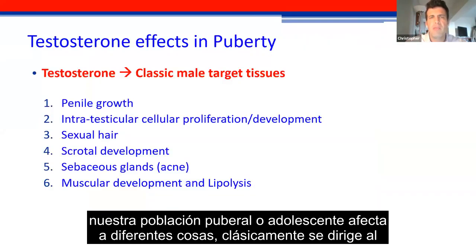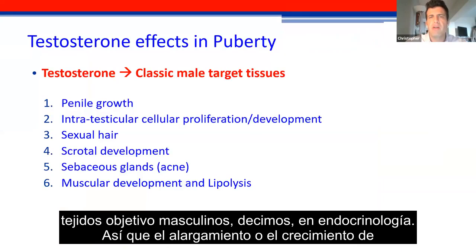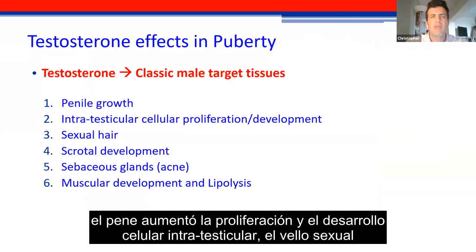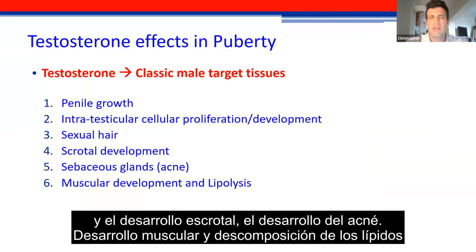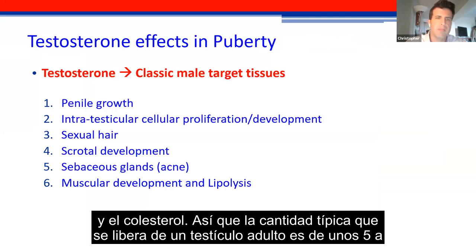Testosterone in our pubertal or teenage population affects different things. Classically targets the male target tissues we say in endocrinology. So lengthening or growth of the penis, increased intratesticular cellular proliferation and development, sexual hair and scrotal development, acne development, muscular development, and breakdown of lipids and cholesterol.